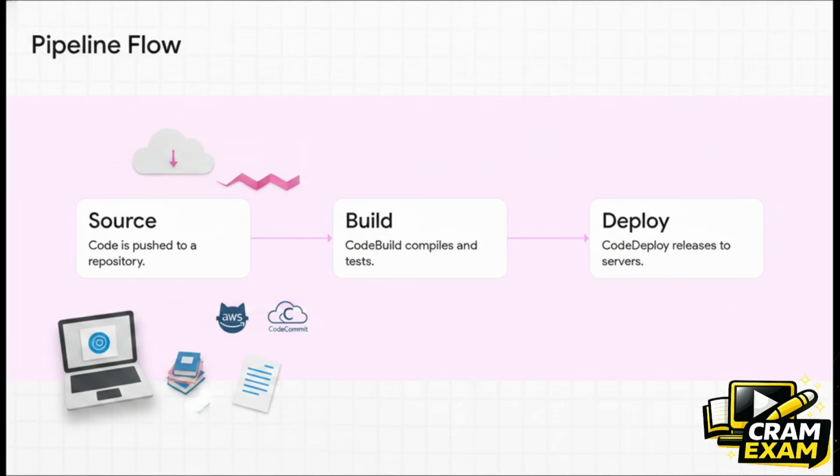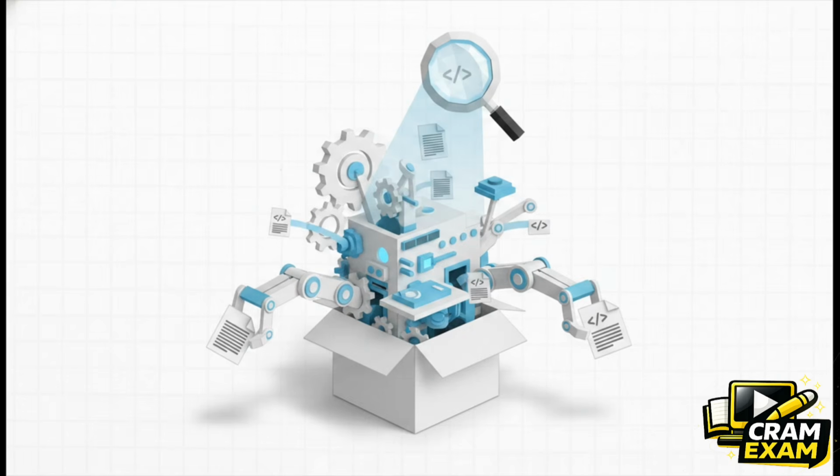It kicks off with the source stage. You commit your code and push it to a repository, like GitHub or AWS CodeCommit. The moment your code hits that repository, AWS CodePipeline detects the change and triggers the entire workflow automatically. CodePipeline immediately hands the code over to the build stage.